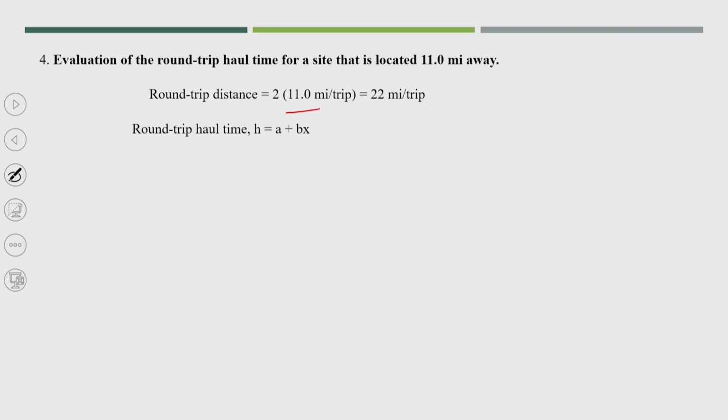Now, we will calculate the round trip haul time h equal to a plus b x. A and b we found, and we will multiply by x, and that gives the round trip haul time as 0.52 hour per trip.